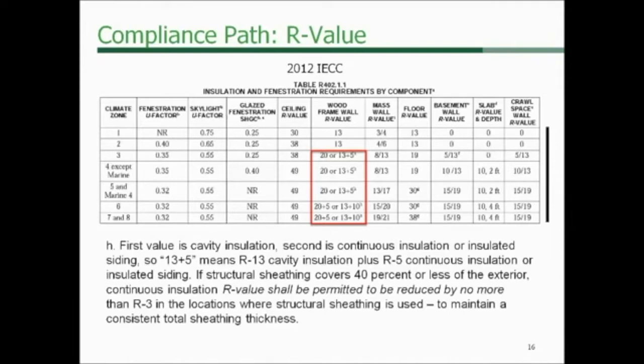The second part of footnote H is this: if structural sheathing covers 40% or less of the exterior, continuous insulation R value shall be permitted to be reduced by no more than R3 in locations where structural sheathing is used to maintain a consistent total sheathing thickness. So you're actually allowed to decrease the continuous insulation a little bit if you've got some structural sheathing, to make it so you get a nice flush wall. Now that second part was actually moved into the main text in the 2015 IECC, but it's still there.